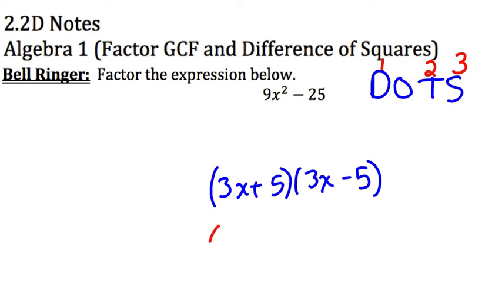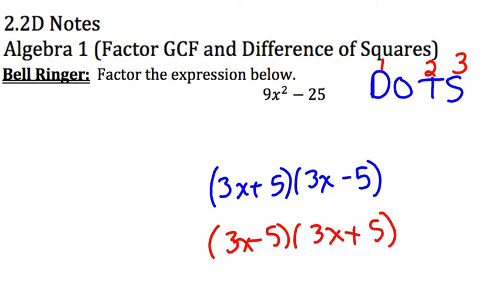And again, that could be mixed. You could have 3x minus 5, 3x plus 5. They could be in the opposite order. It doesn't matter. The important part is that the parentheses are identical. One starts with a 3x. They both end with a 5. One is a plus, one is a minus. It doesn't matter which one is which, okay?